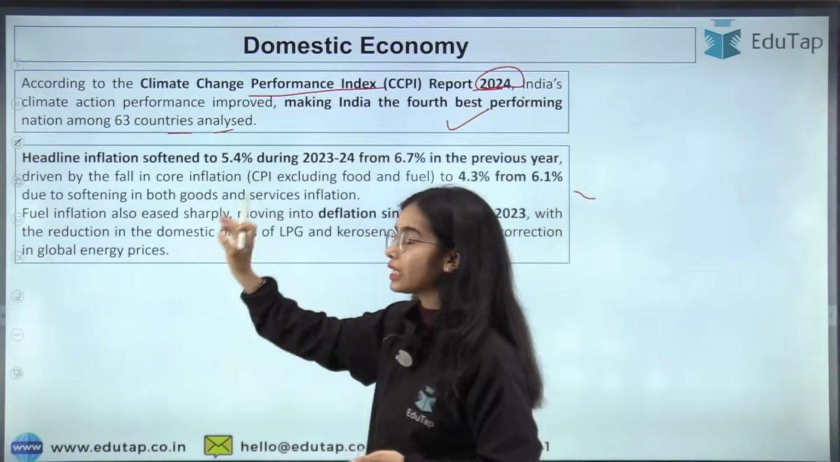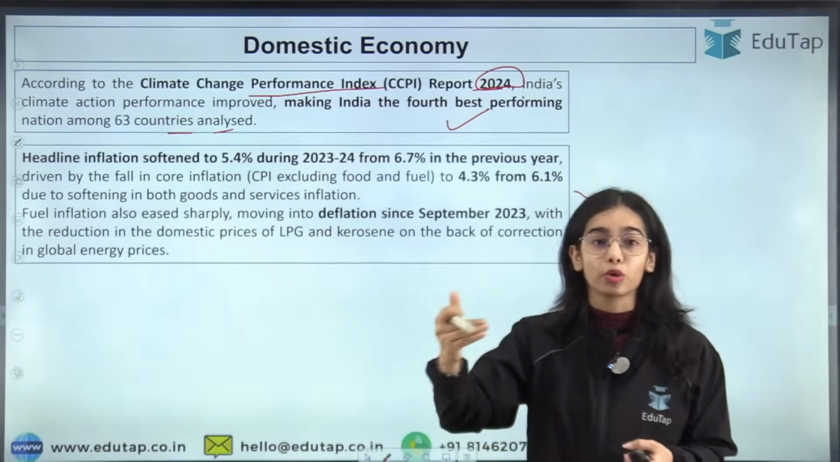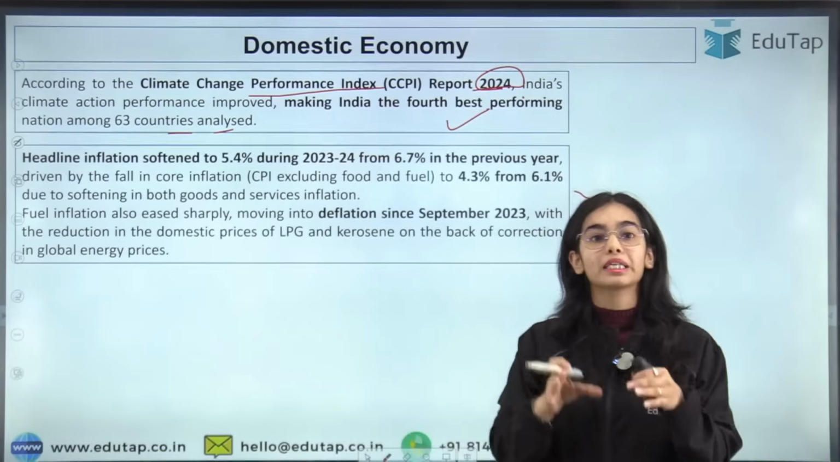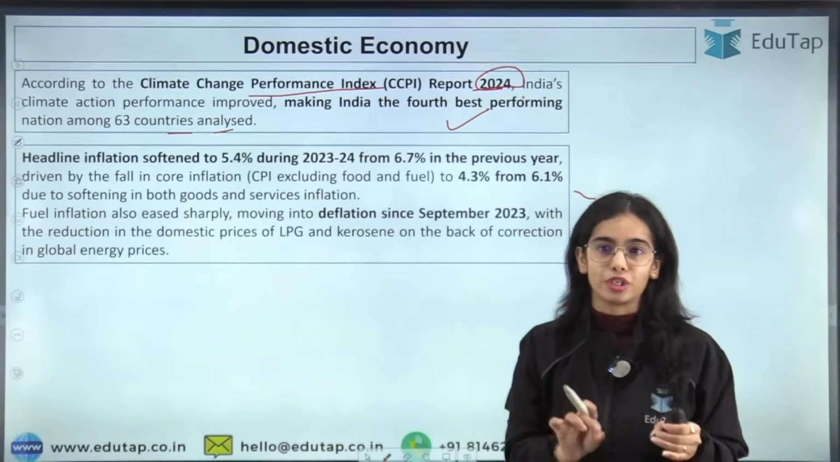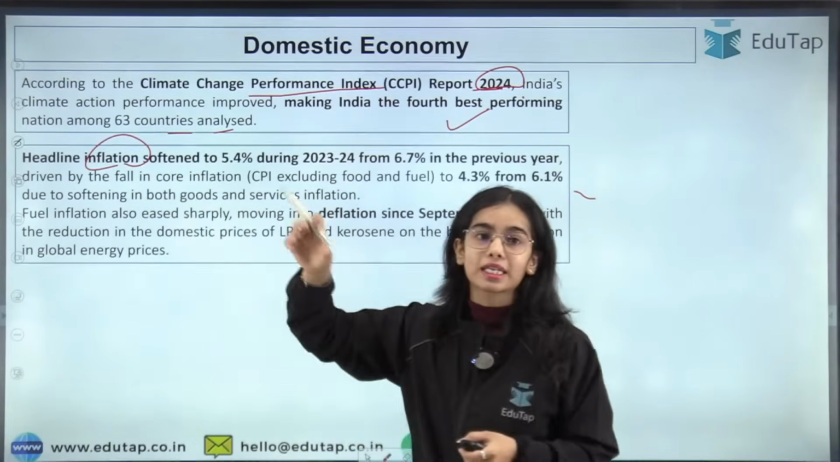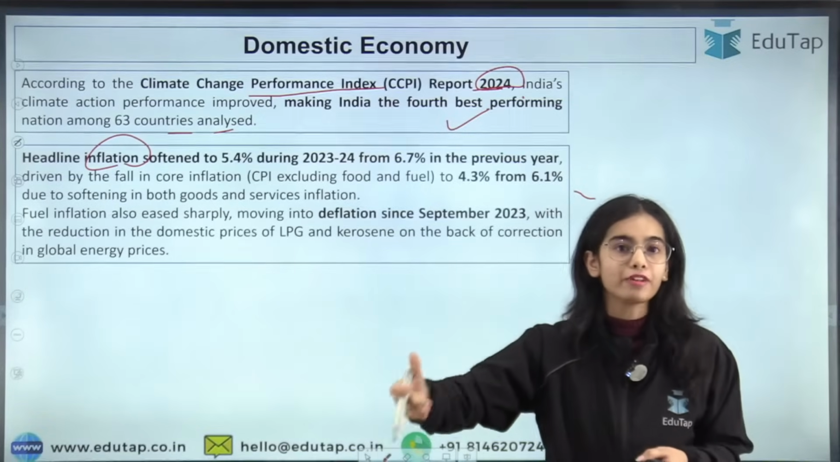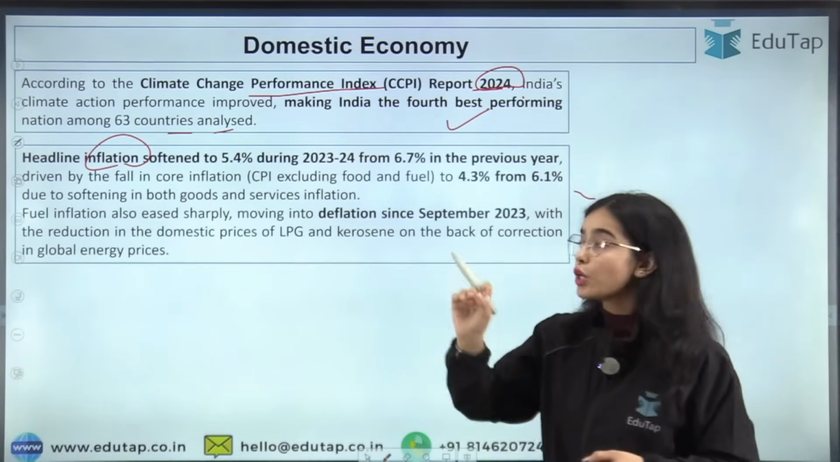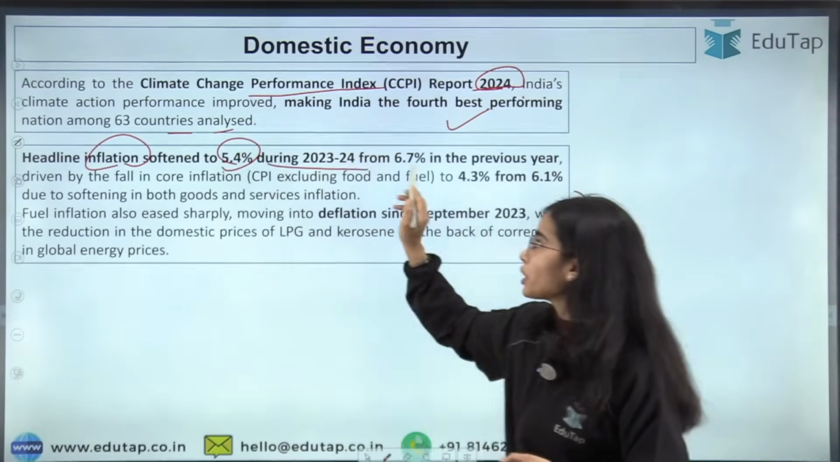Headline inflation. Till now we have discussed the growth, the production, the unemployment, but now let's focus on inflation. Headline inflation, that is the retail inflation, that is the CPI inflation, has softened to 5.4% during 2023-24.